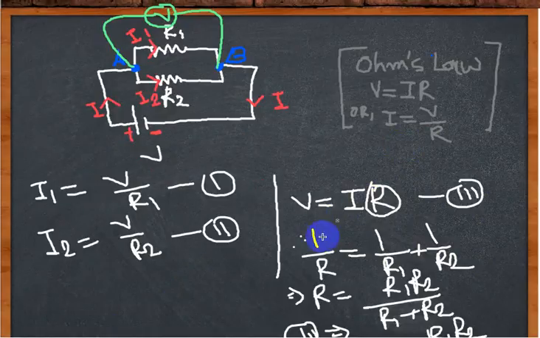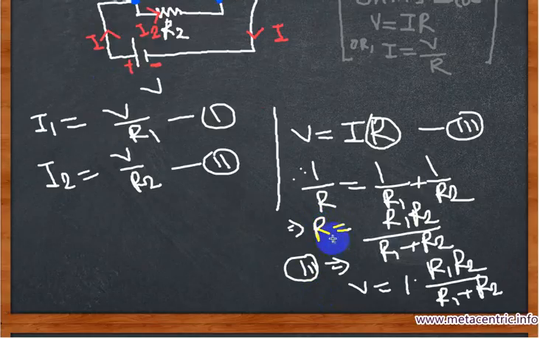Using the parallel combination law, we can write 1 by R equals 1 by R1 plus 1 by R2. That means the inverse of the equivalent resistance in a parallel circuit is equal to the summation of the inverses of all the resistances. After skipping a couple of lines, R equals R1 into R2 divided by R1 plus R2. This is a shortcut formula for two resistors in parallel combination. The multiplication of the two resistors should be placed in the numerator, and the addition of the two resistors should be placed in the denominator.